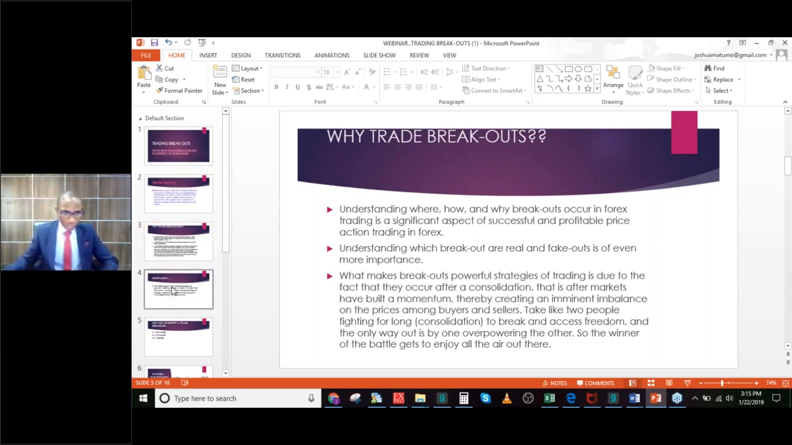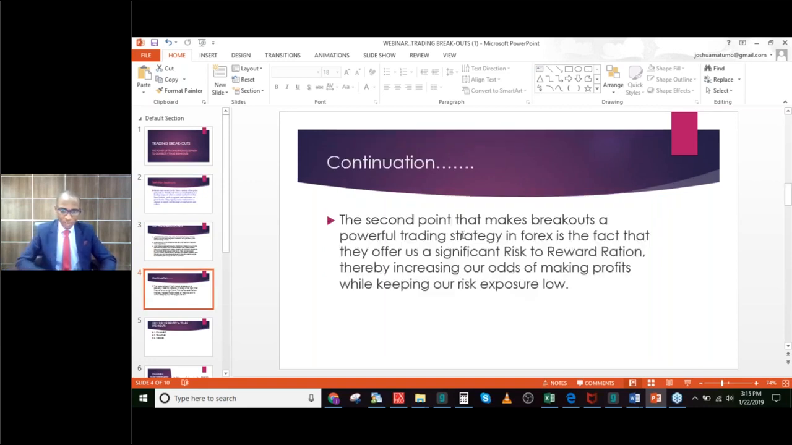Moving forward, the other point that makes breakouts really significant in trading forex is the fact that they offer us a significant risk to reward ratio, thereby increasing our odds of making profits while keeping our risk exposure low. There's a saying in forex that the first goal of a forex trader is not to lose money. The second goal is not to lose money, and the third goal is not to lose money.